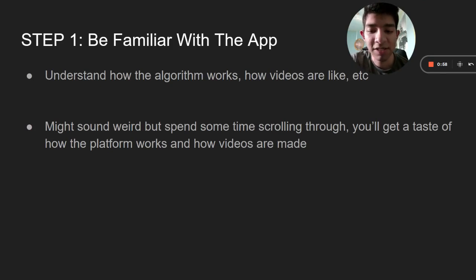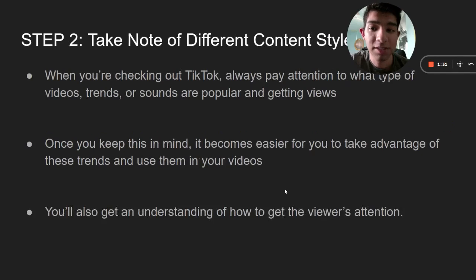It might sound obvious, but at the same time it could also sound strange. Spend some time scrolling through, and you might be thinking, well, why should I scroll through mindlessly? Don't you talk about not mindlessly scrolling? While that may be true, you'll get a taste of what the platform's like, how it works, how videos are made. Once you're able to understand that, it becomes a lot easier to know what videos you should be making. So that's why you need to be very familiar with the app and how it works.